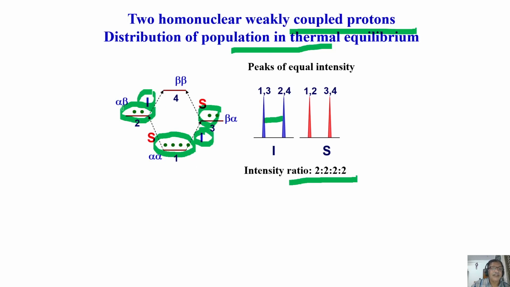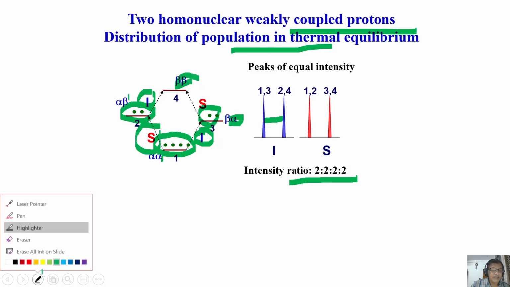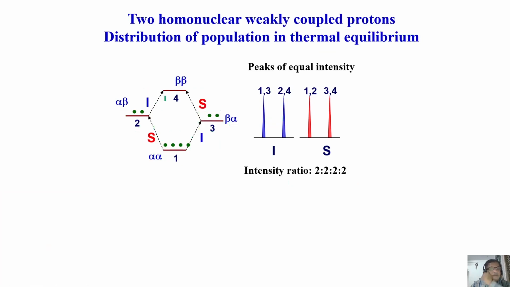Because if I take I here, I is changing from alpha to beta. Similarly here, I is changing from alpha to beta. And if I take S here, S is changing from alpha to beta, and here S is also changing from alpha to beta. So I have labeled the spins based on their spin states, alpha and beta. Now, to calculate the intensity, I take the population difference. Detection of the NMR signal is nothing but the difference in spin populations.